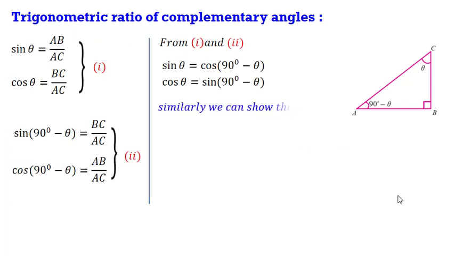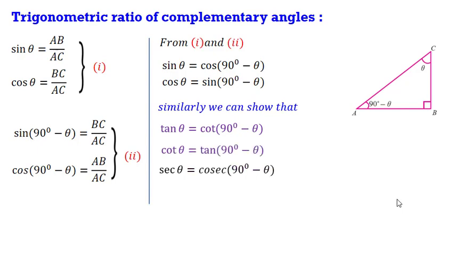In the same way, we can also show that tan theta is cot 90 minus theta, cot theta is tan 90 minus theta, sec theta is cosec 90 minus theta, and cosec theta is sec 90 minus theta. So these six relations, that is sin theta is cos 90 minus theta, cos theta is sin 90 minus theta, tan theta is cot 90 minus theta, cot theta is tan 90 minus theta, sec theta is cosec 90 minus theta, and cosec theta is sec 90 minus theta. These six relations we should learn.